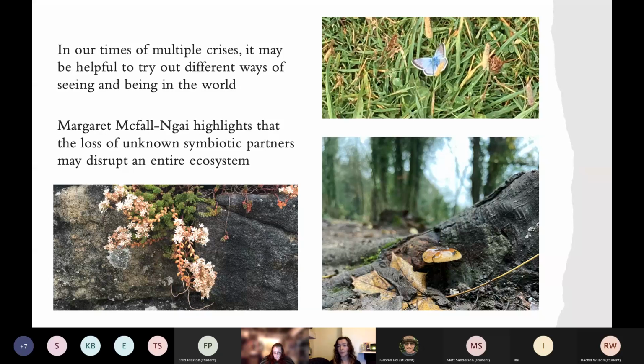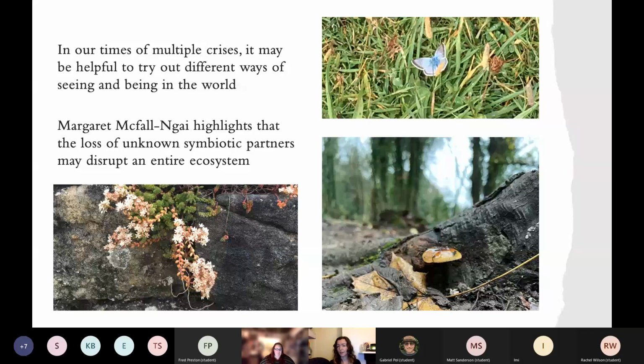In our times of multiple crises, it may be helpful to try different ways of seeing and being in the world. Noticing will mean different things to different people, and it is not presented as a solution. Yet language can create and recreate our realities. If we can open up wondering in human observers, can we form the seeds of empathy and connection to non-human life?